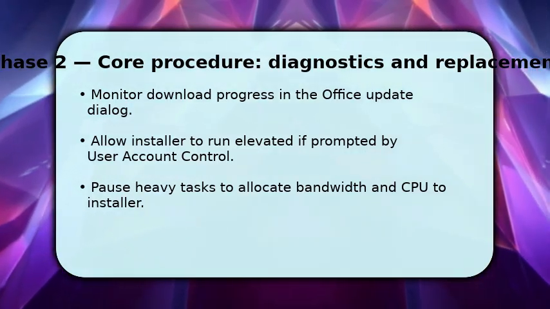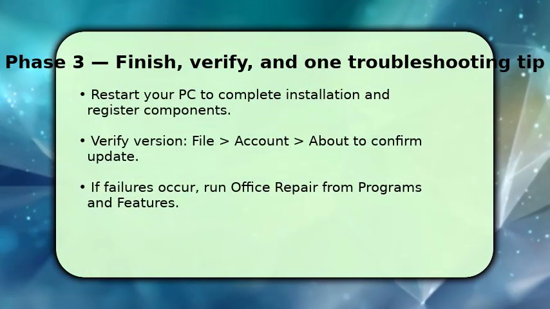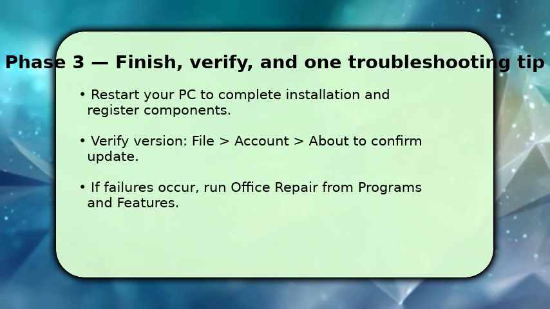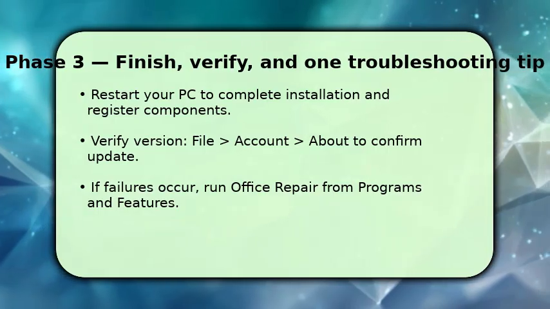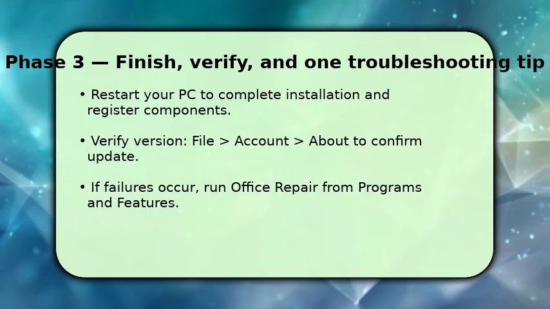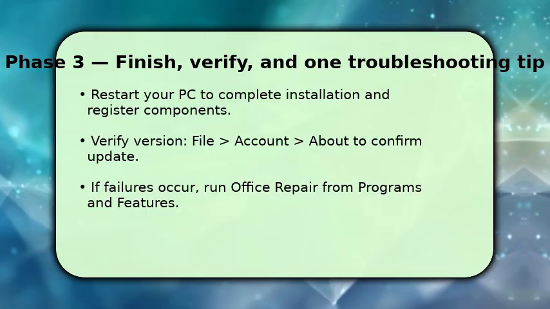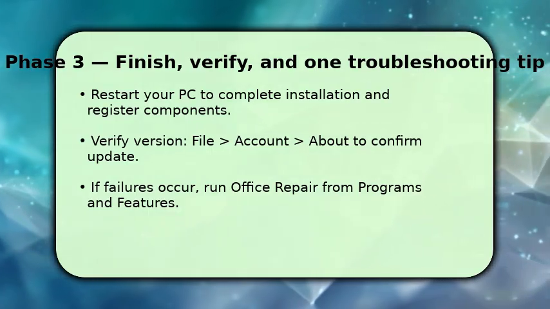Then you finish by restarting the PC to ensure updated files register properly. Many Office components only complete installation at reboot. After restarting, open any Office app and check File, Account, About to confirm the version number.